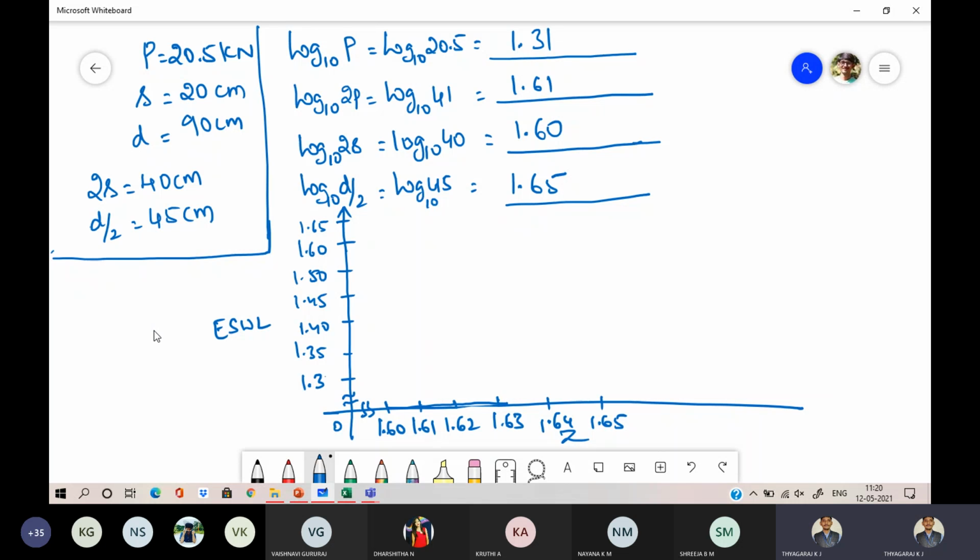P comma D by 2. Point A is P comma D by 2. So A is equal to P, 1.31 comma D by 2. It is 1.65. So mark 1.65. That is P, 1.31. So it is getting.